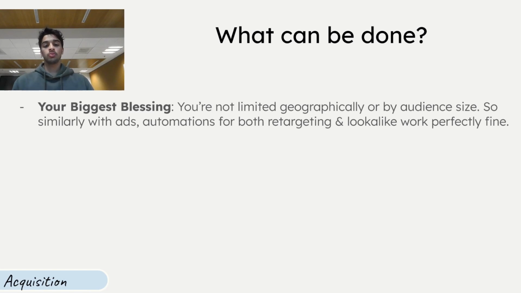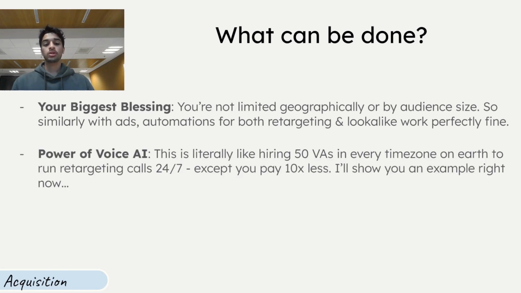So similarly with ads and online marketing, Facebook marketing, Google marketing, whatever, automations can be both for retargeting and lookalike audiences as well. They work perfectly fine in either of these two realms. Power of voice AI. Using voice assistants for e-commerce is like having 50 VAs in every single time zone on earth to run retargeting calls 24/7. Except you obviously end up paying 10 times less.